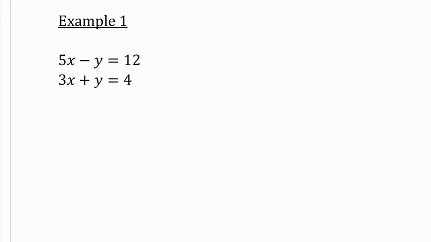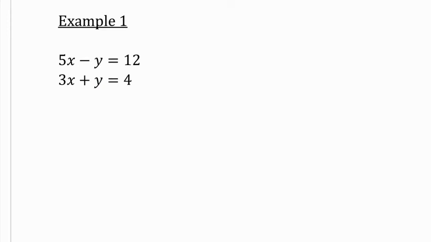Okay, so then once that is done, we need one of the variables to have the same number, but one positive, one negative. So if you look at our y variables right now, that's a negative 1y, and that's a positive 1y, right? So they both have ones, but one's negative, one's positive.